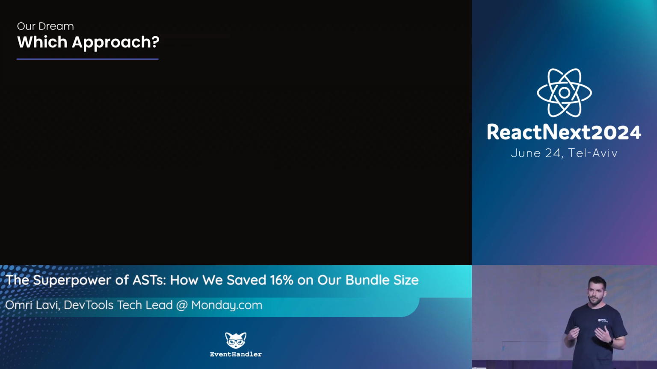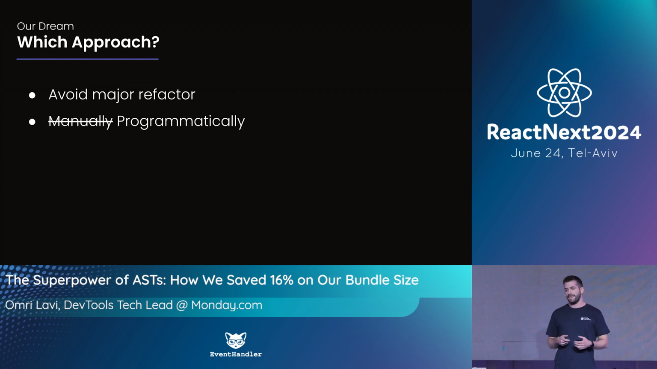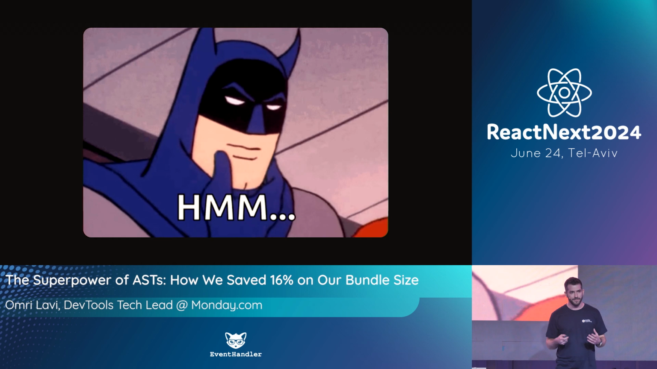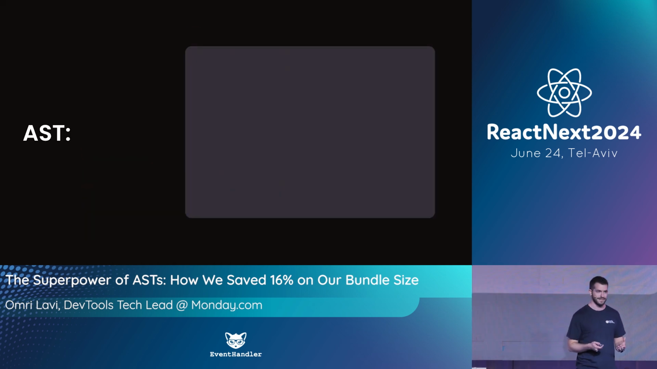So we understood what we wanted to do, but we weren't sure how to do it. We knew we wanted to avoid major refactors because we had a lot of code. And also, we didn't want to do it manually because, again, we would probably do something wrong. So we wanted to do it programmatically. So after some thinking, we realized that the right thing for us would be to use ASTs.